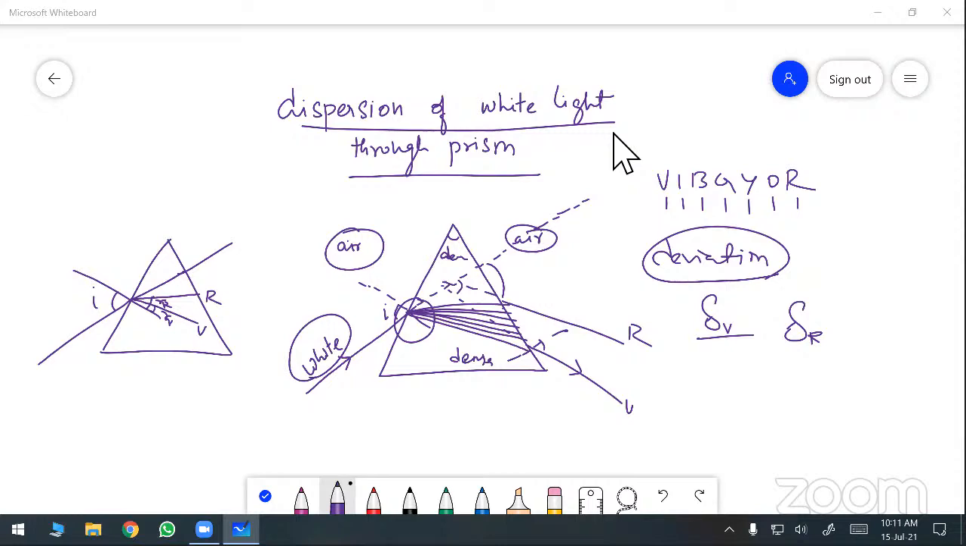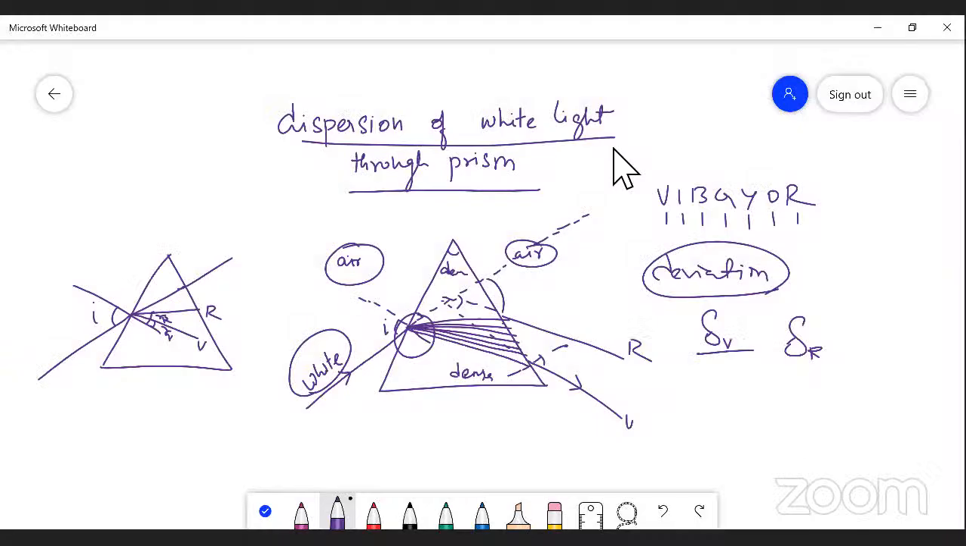All colors should travel with the same velocity in the medium of air. I want to take the medium as air or vacuum. All colors, from violet to red, should travel with the same velocity. But in any one of the other media, once these colors enter, the velocity of the colors should change.